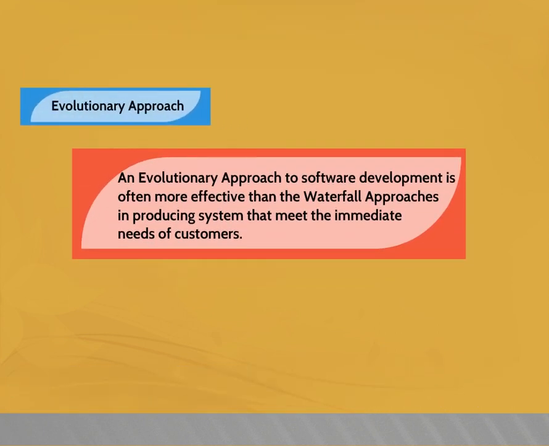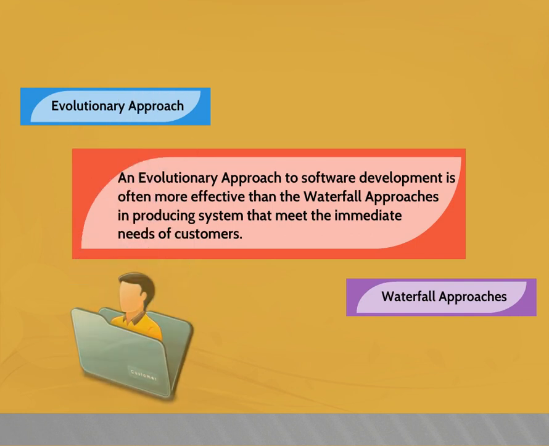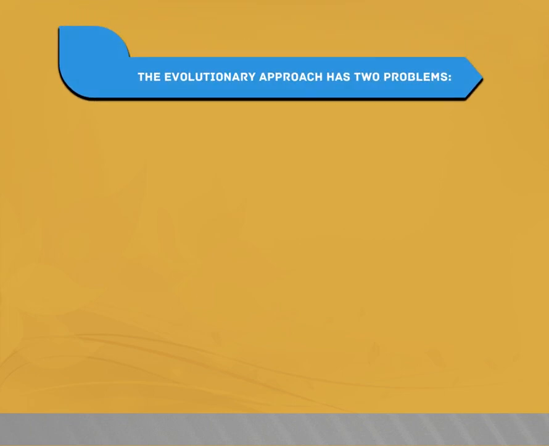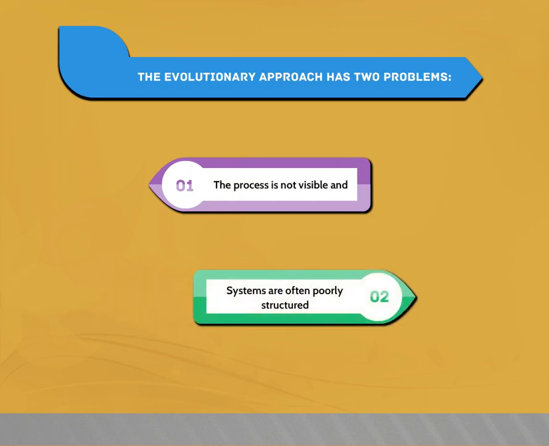An evolutionary approach to software development is often more effective than the waterfall approaches in producing systems that meet the immediate needs of customers. The evolutionary approach has two problems. The process is not visible and systems are often poorly structured.